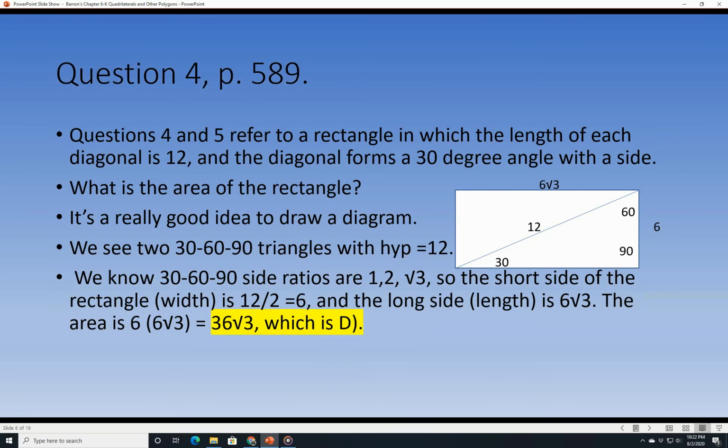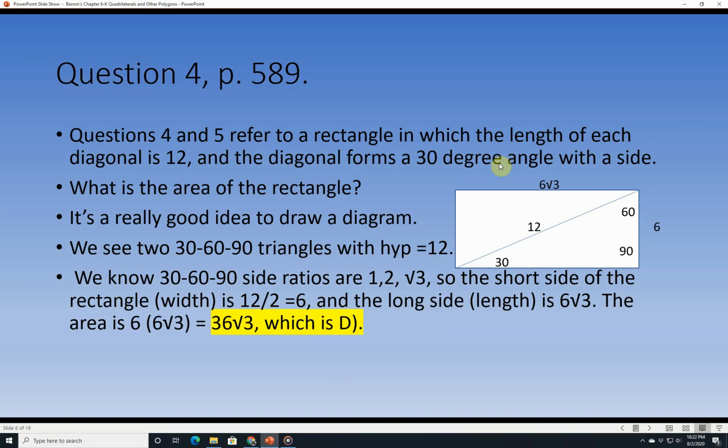Question 4, page 589. Questions 4 and 5 refer to a rectangle in which the length of each diagonal is 12, and the diagonal forms a 30-degree angle with a side. What is the area of the rectangle? Since they didn't give you a diagram here, it's a really good idea to draw a diagram, especially since that's kind of hard to visualize in your head.